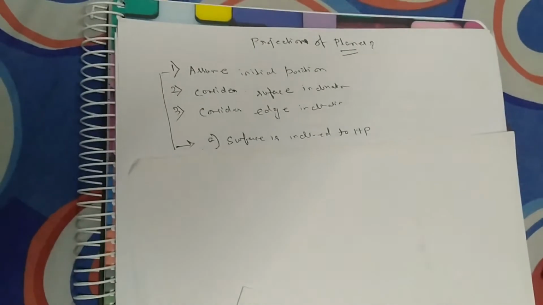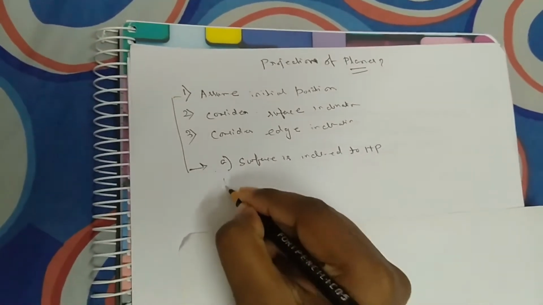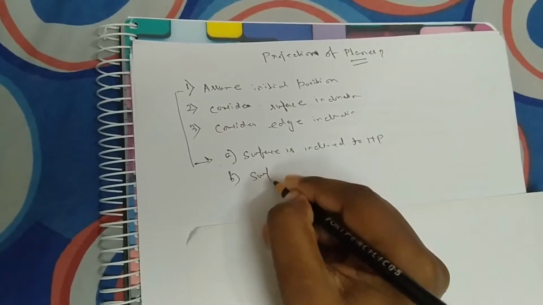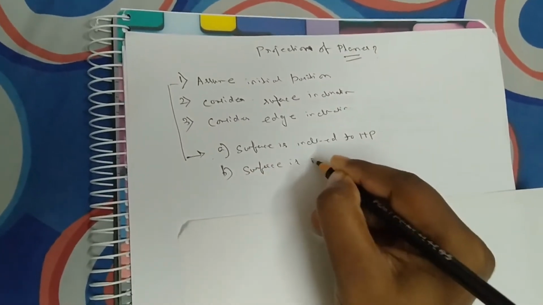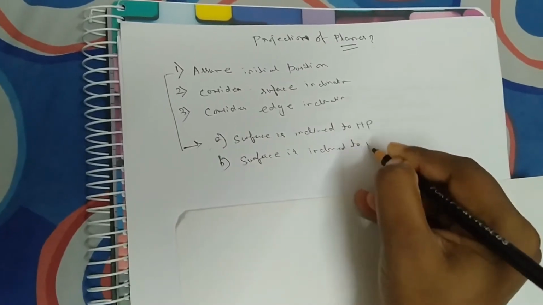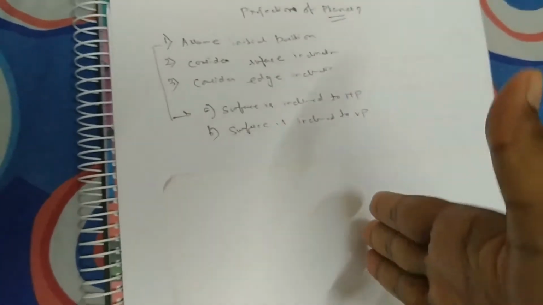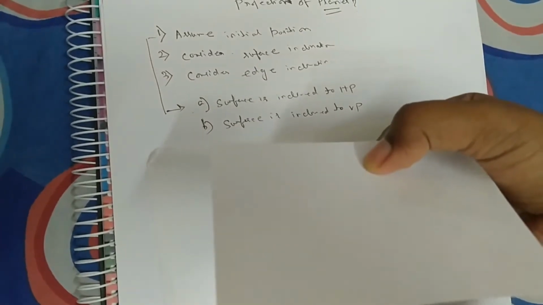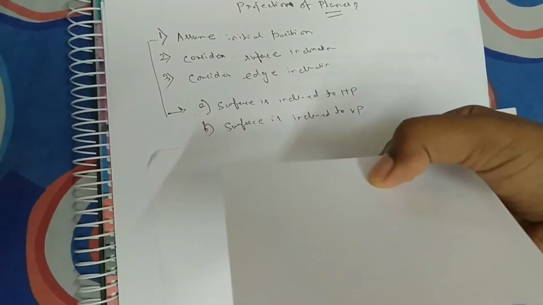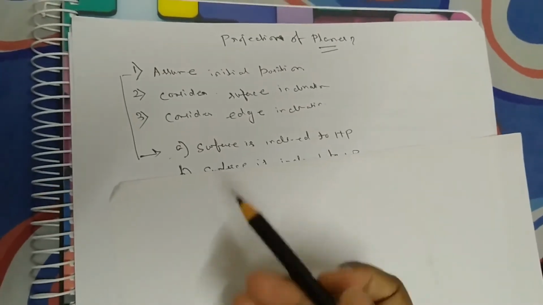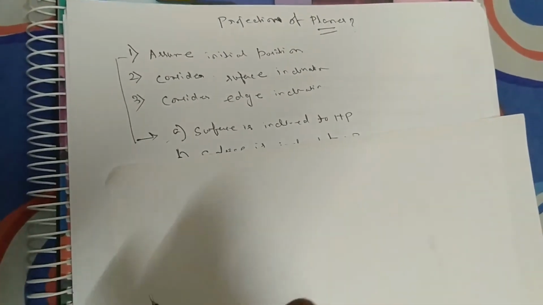And another point is when the surface is inclined to VP, meaning your vertical plane. If we consider this as your vertical plane, and if the surface makes some angle like that, then you can say the surface is inclined to VP. So first we will consider the first case, that is, the surface is inclined to HP.